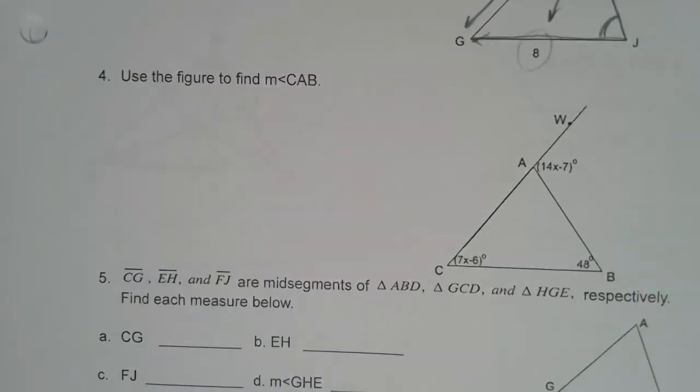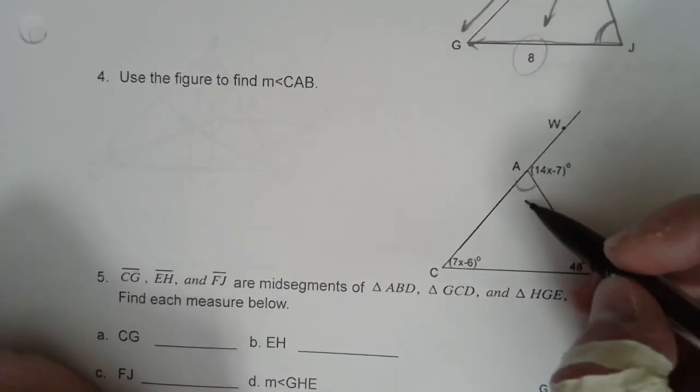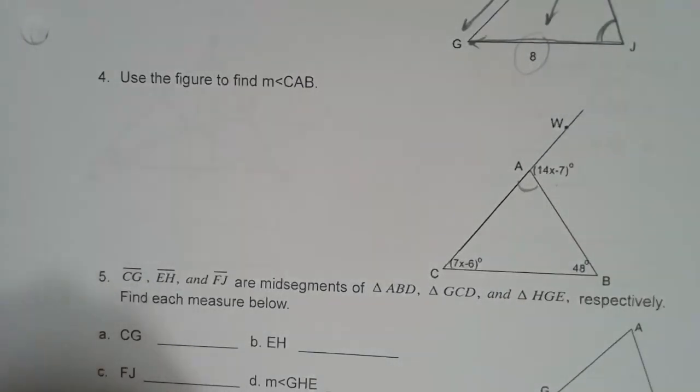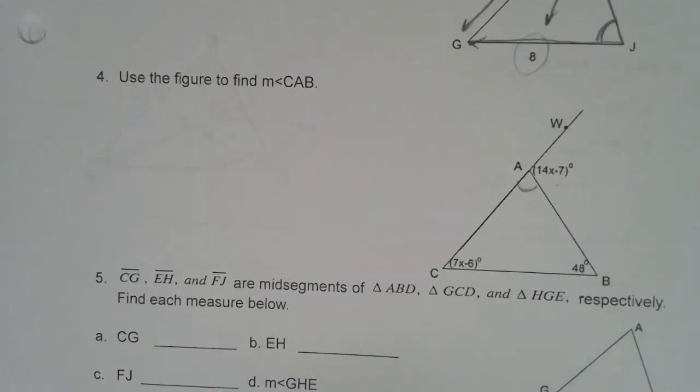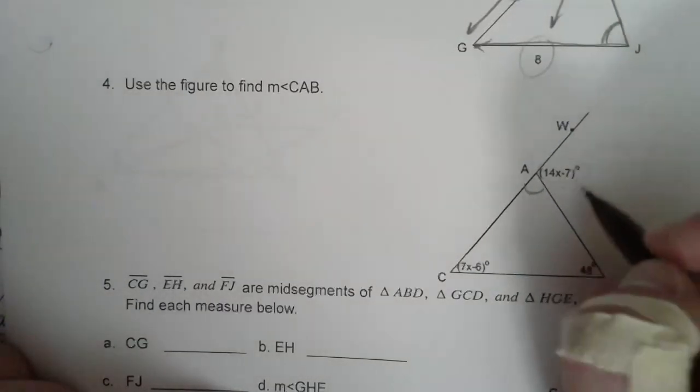Use the figure to find the measure of angle CAB. CAB is this angle. That is what I'm looking for. This angle is supplementary to 14x minus 7. It is also supplementary to the sum of these two angles. All right. What I could do here is use the exterior angle theorem to find the value of x, and then I will plug it in, solve that over here.